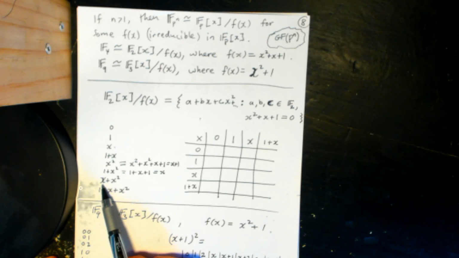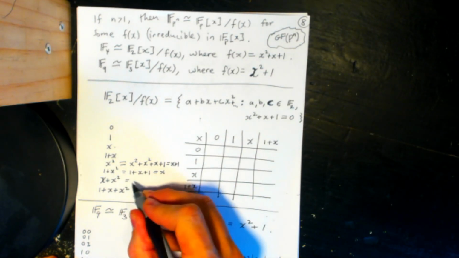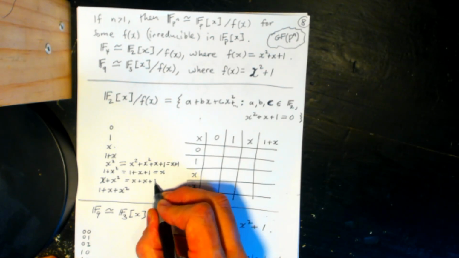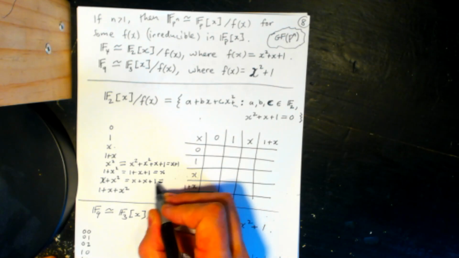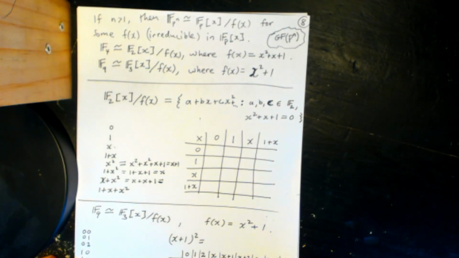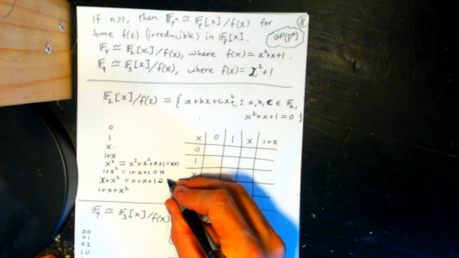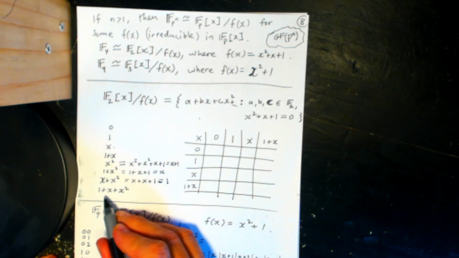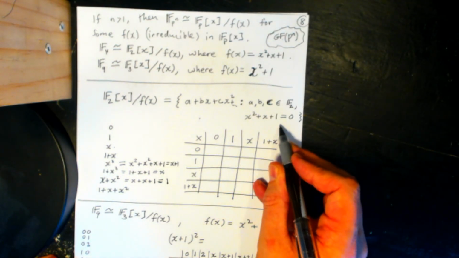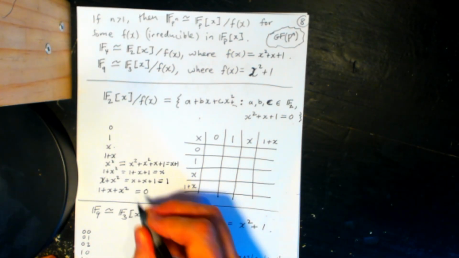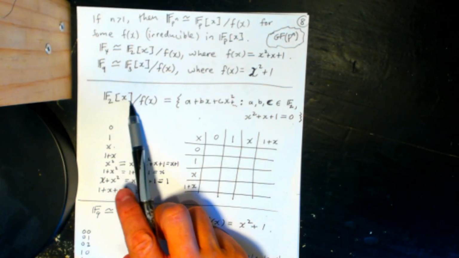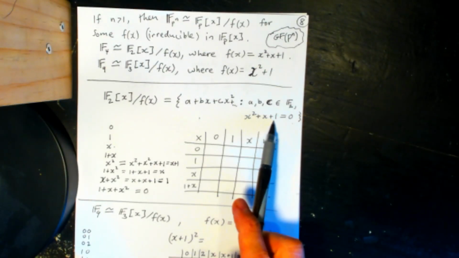Okay, now x plus x squared, well, we've got that this is equal to x plus x plus 1, which is equal to 2x plus 1, but 2 is congruent to 0. So reducing that coefficient mod 2, we see that this is just the number 1. Okay, and we've already said here that x squared plus x plus 1 is 0, so this is just 0. Okay, so we actually have just these 4 elements here in this ring when we reduce it modulo x squared plus x plus 1.